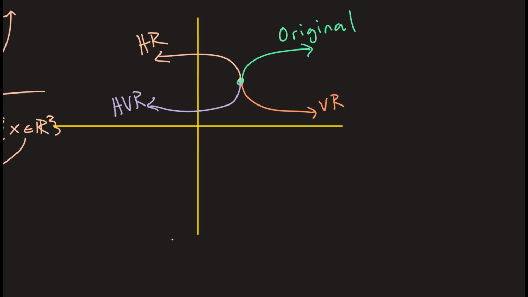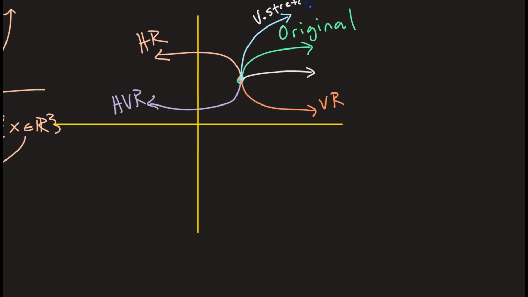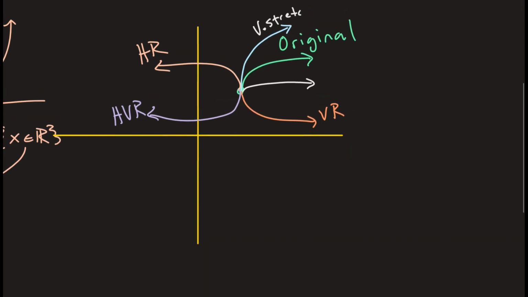If there's a stretch, it just gets skinnier or wider. So if the original had been stretched, it would be taller, vertically stretched. If it had been compressed, it would be wider. So this is vertically stretched. And this is vertically compressed.